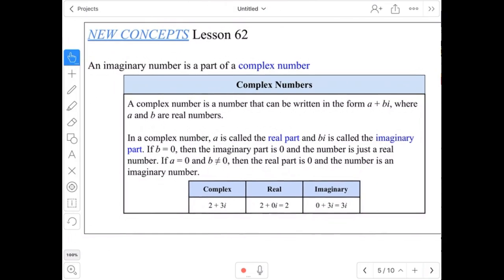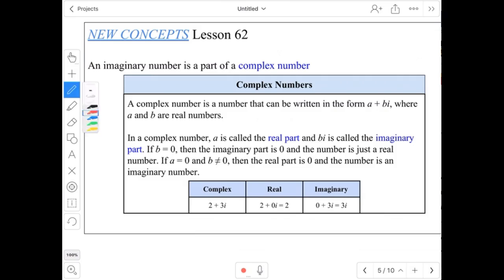All right, now jumping into complex numbers. An imaginary number is a part of a complex number. A complex number is a number which can be written in the form of a plus bi, where a and b are real numbers. So in a complex number, a is called the real part, b is called the imaginary part. If b is equal to 0, then the imaginary part is 0, and the number is just a real number. If a is equal to 0 and b is not equal to 0, then the real part is 0 and the number is just an imaginary number.